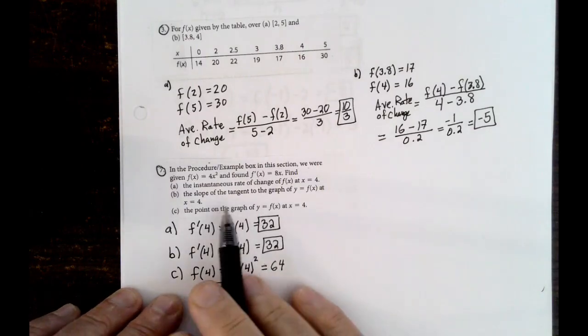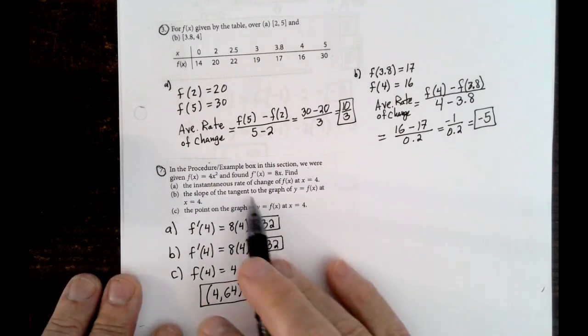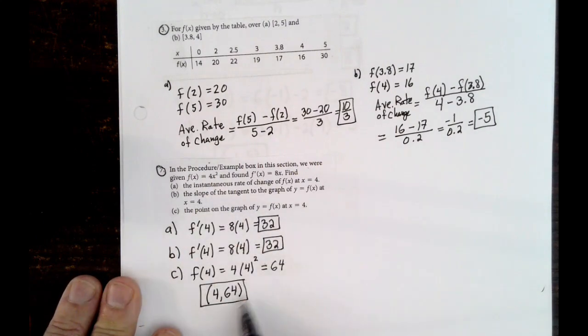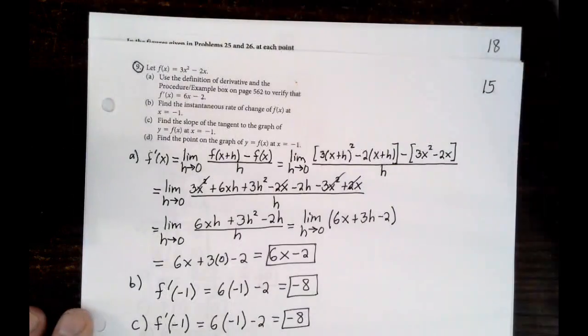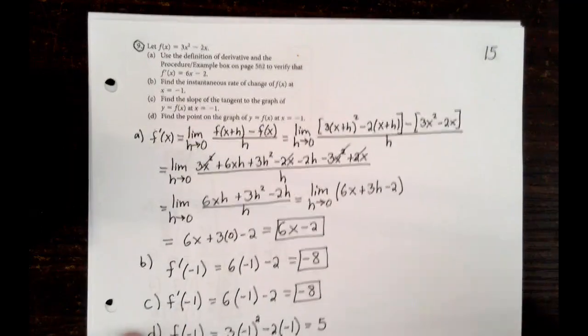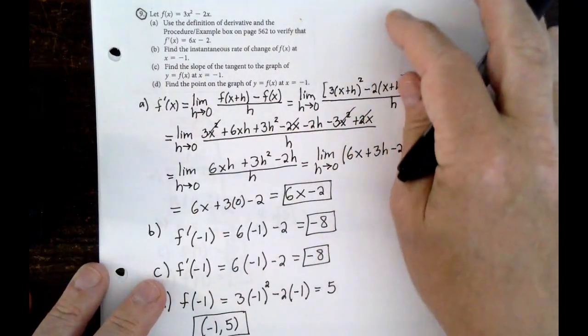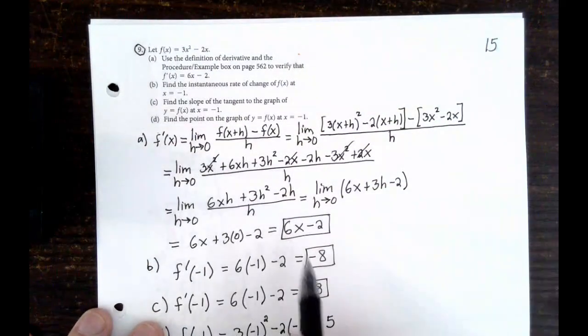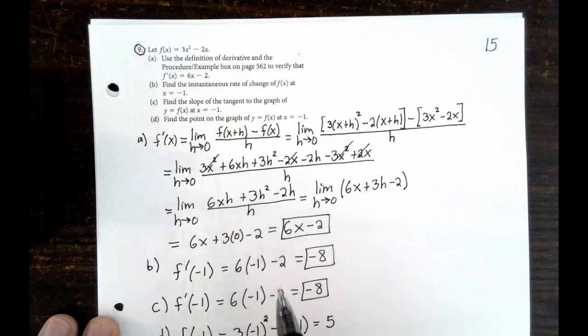All right, and then C, the point on the graph at which x equals 4, that's where you plug 4 into the original function, and you get the y value of 64 there. So that gives you the point (4, 64). Number 9 says use the definition of the derivative and the procedure example box on page 562. That's the steps that you'll find on page 7 in my notes.